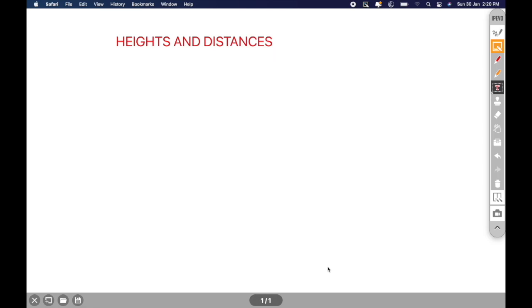In this chapter, heights and distances, we will always deal with right-angled triangles. And the most important terms which we will come across in any question related to heights and distances are angle of elevation and angle of depression.